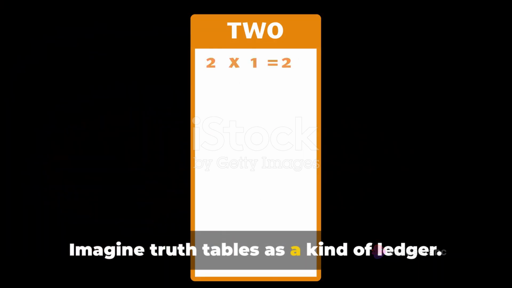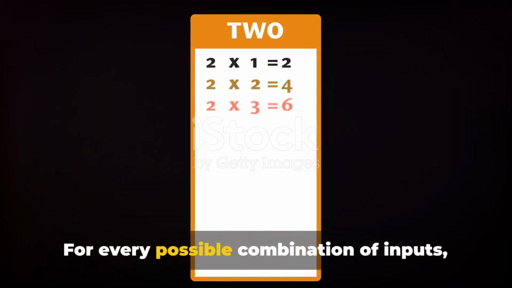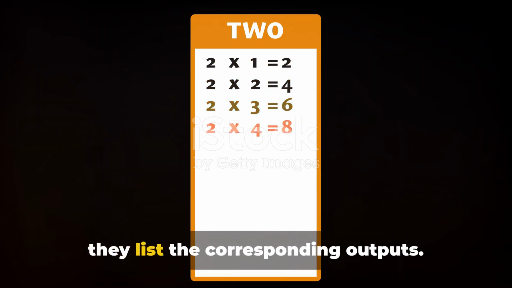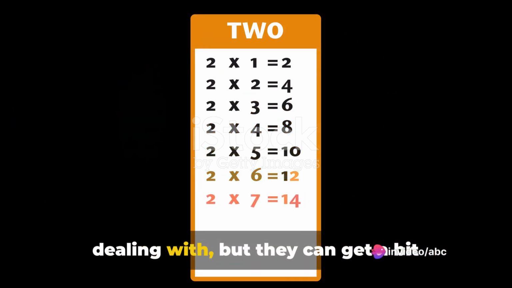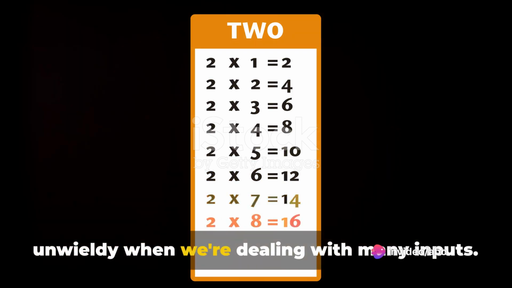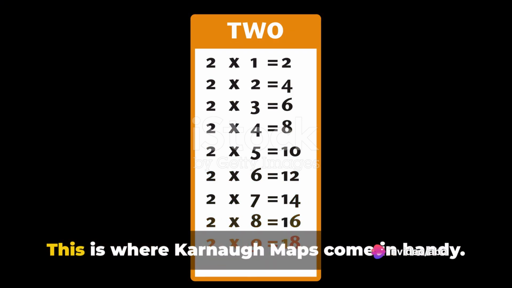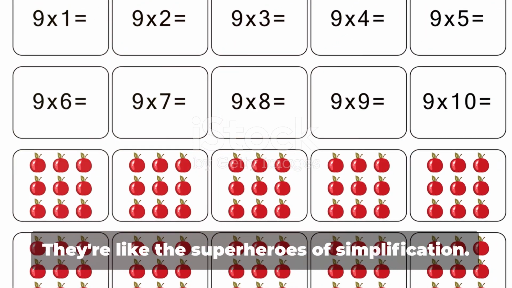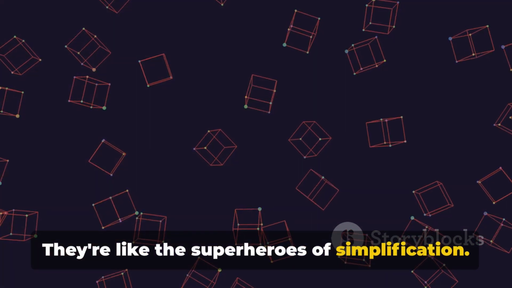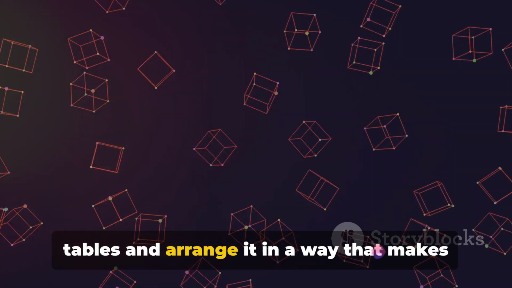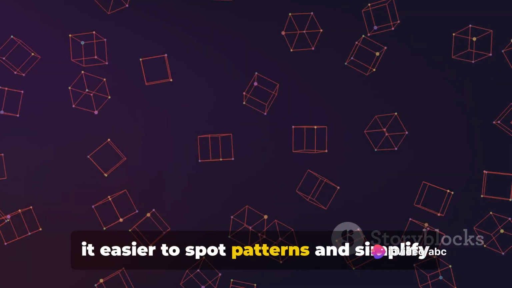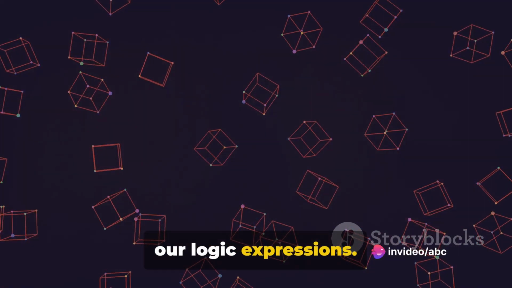Imagine truth tables as a kind of ledger. For every possible combination of inputs, they list the corresponding outputs. They're perfect for showing us what we're dealing with, but they can get a bit unwieldy when we're dealing with many inputs. This is where Karnaugh maps come in handy. They're like the superheroes of simplification. They take the information in our truth tables and arrange it in a way that makes it easier to spot patterns and simplify our logic expressions.